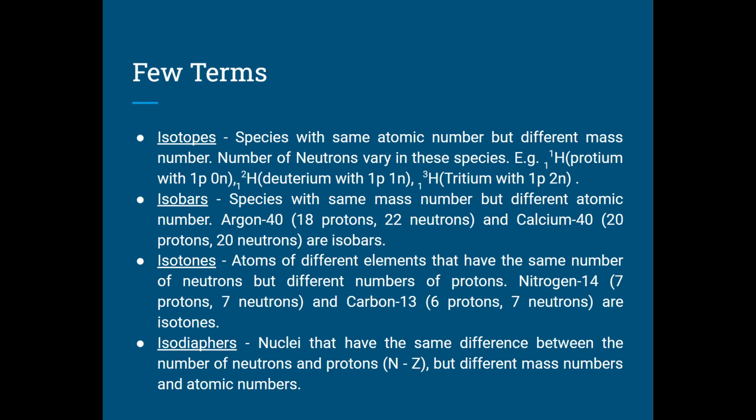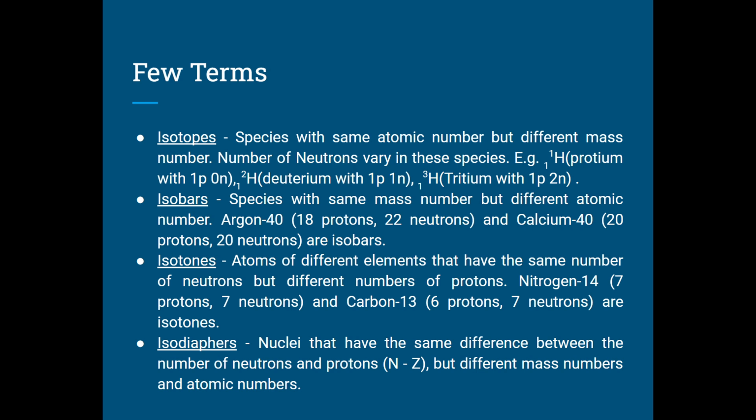Mass number is proton plus neutron. So where does the difference come from? That is neutrons. The number of neutrons is different. Okay, that is why these are different species. So examples are your hydrogen isotopes. They are protium, deuterium, and tritium, and they are represented as 1H1, 1H2, and 1H3.